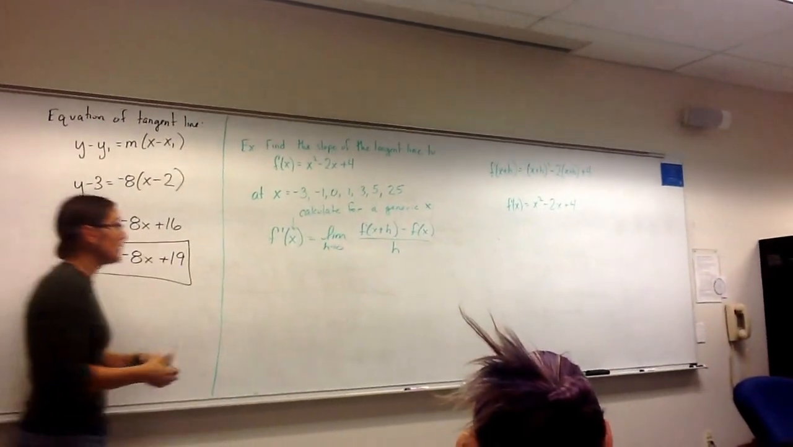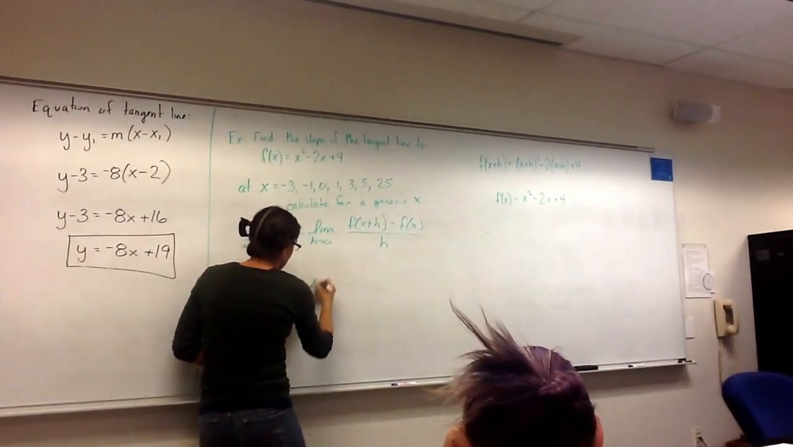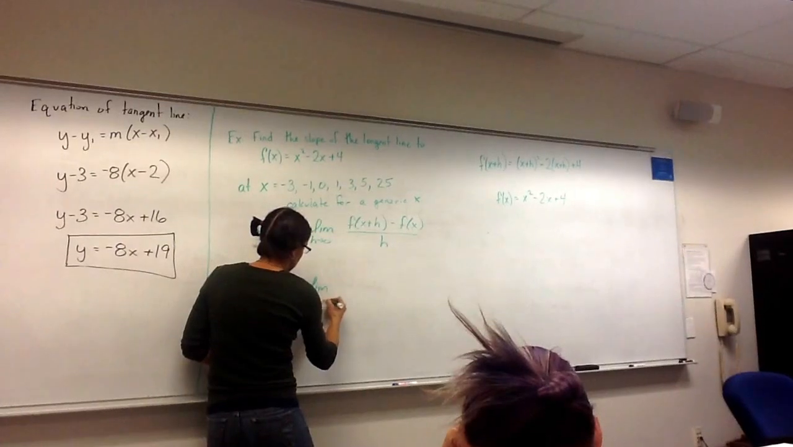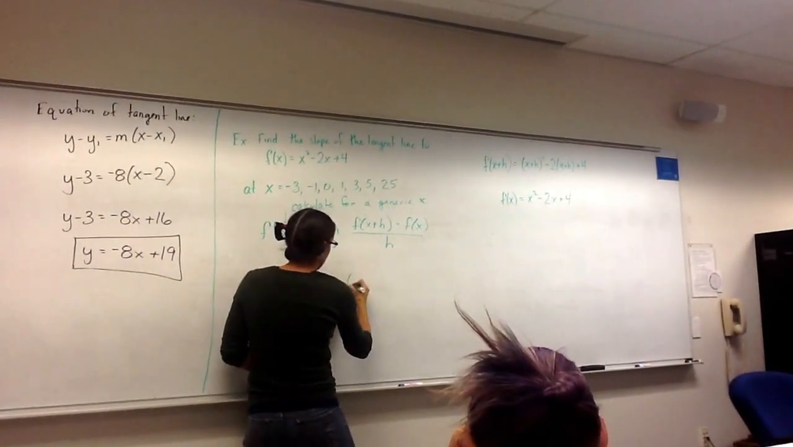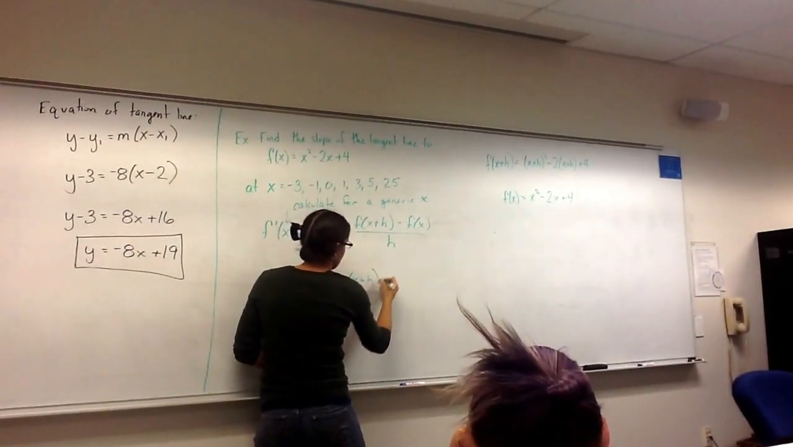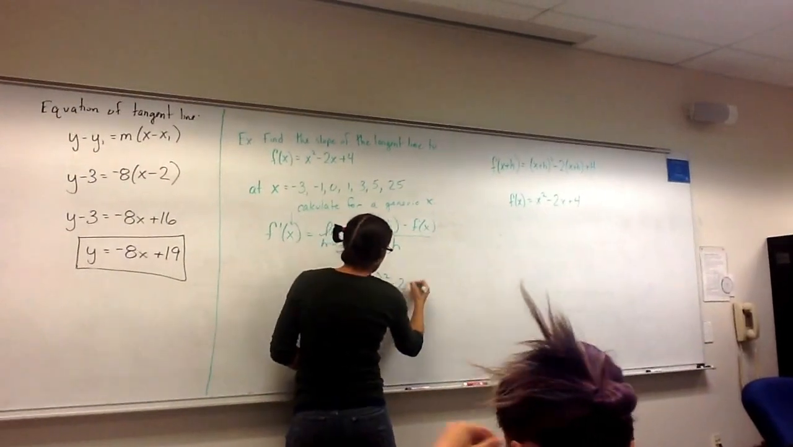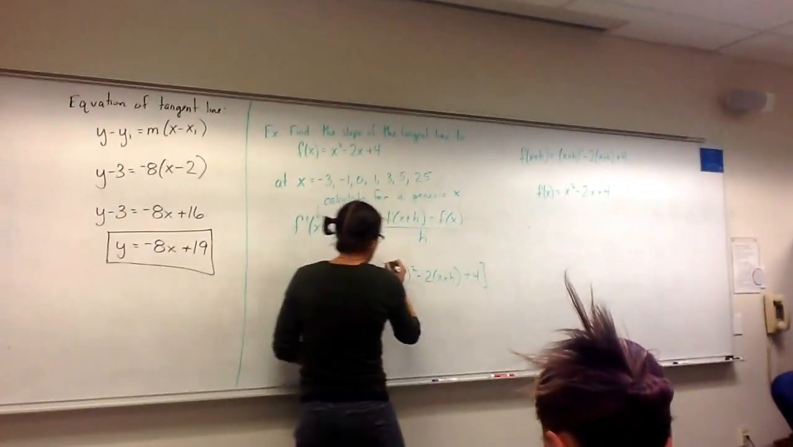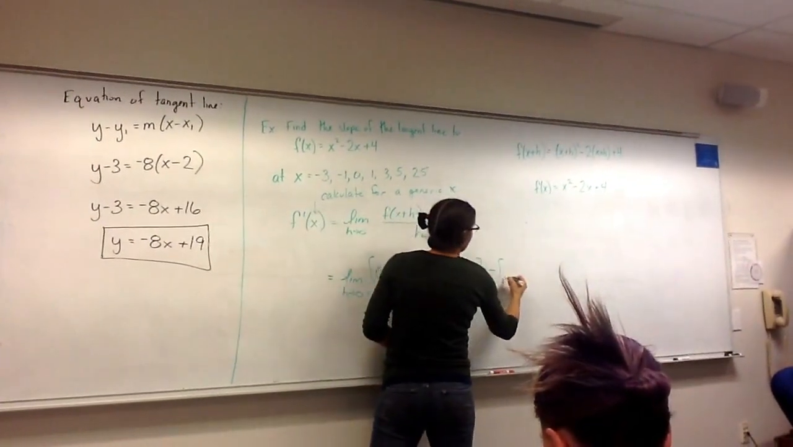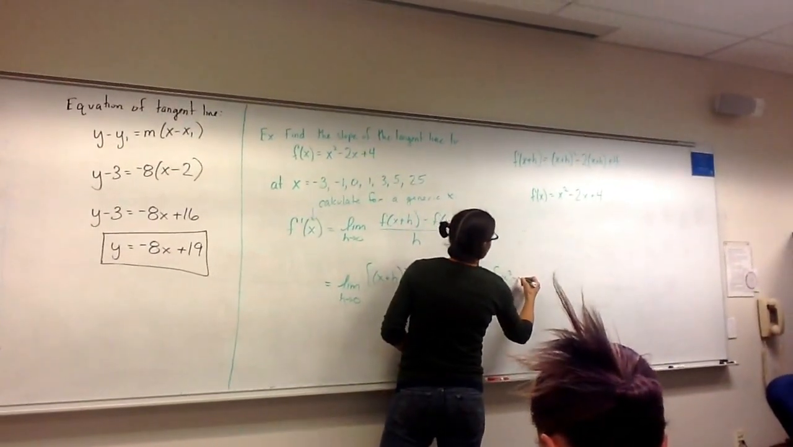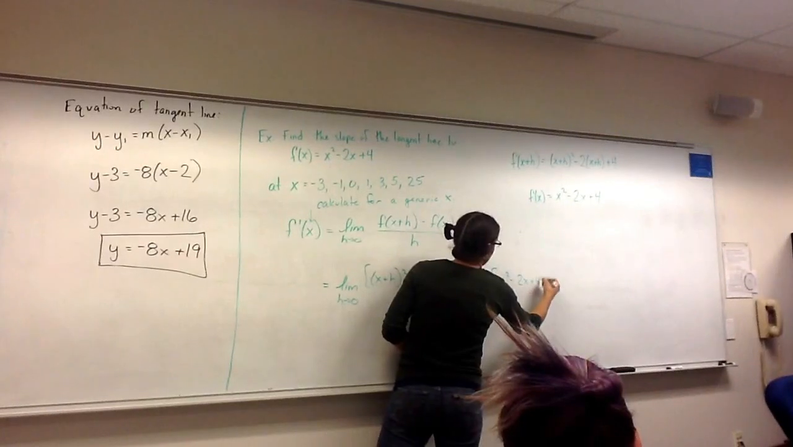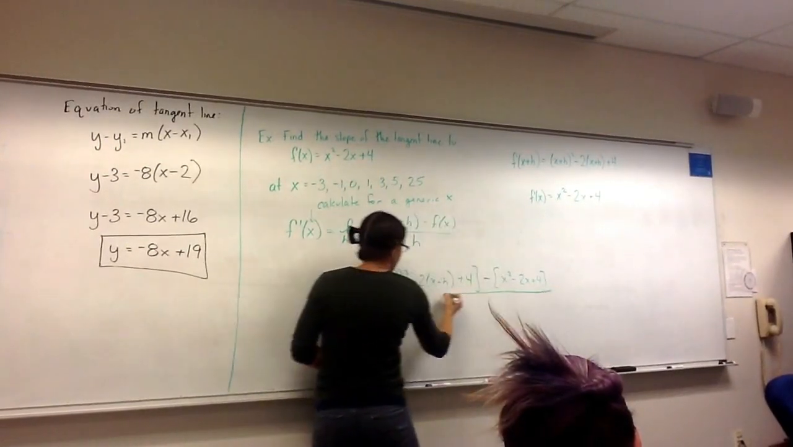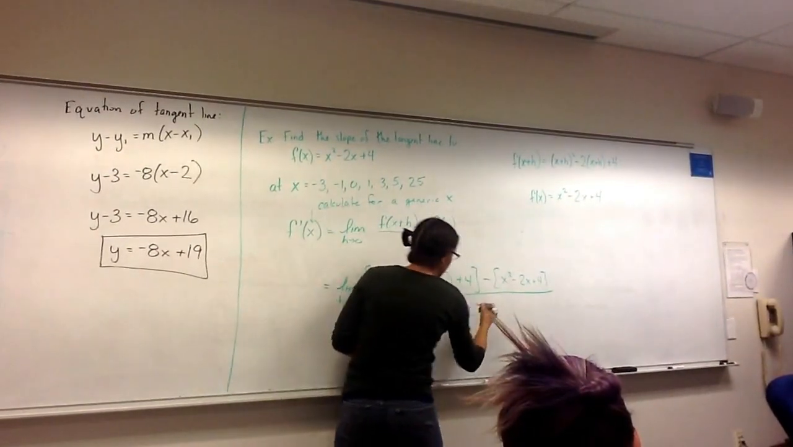Okay, so let's fill in our pieces now. We've got the limit as h goes to 0 of f of x plus h, which is x plus h squared minus 2 times x plus h plus 4. All of that minus f of x, so minus the quantity x squared minus 2x plus 4. All of that divided by h.